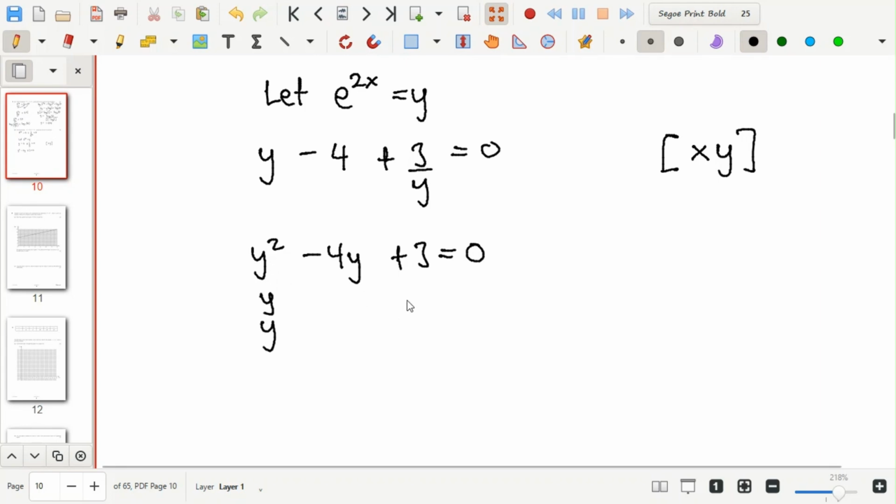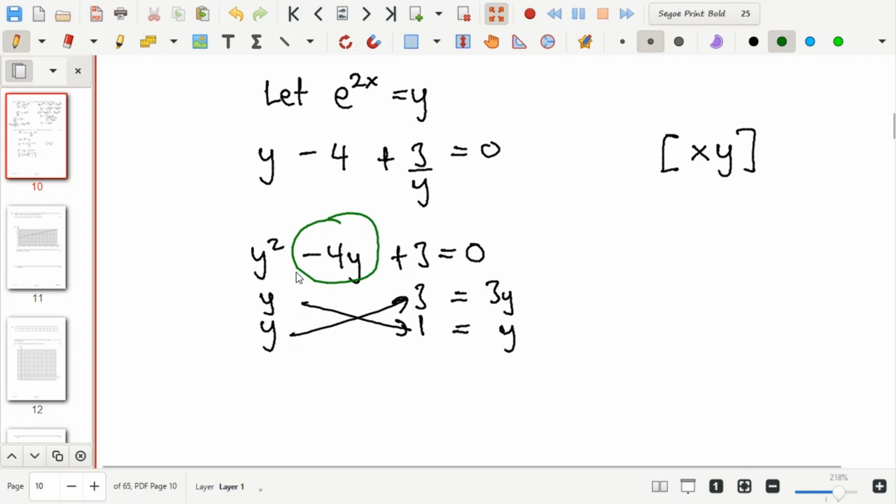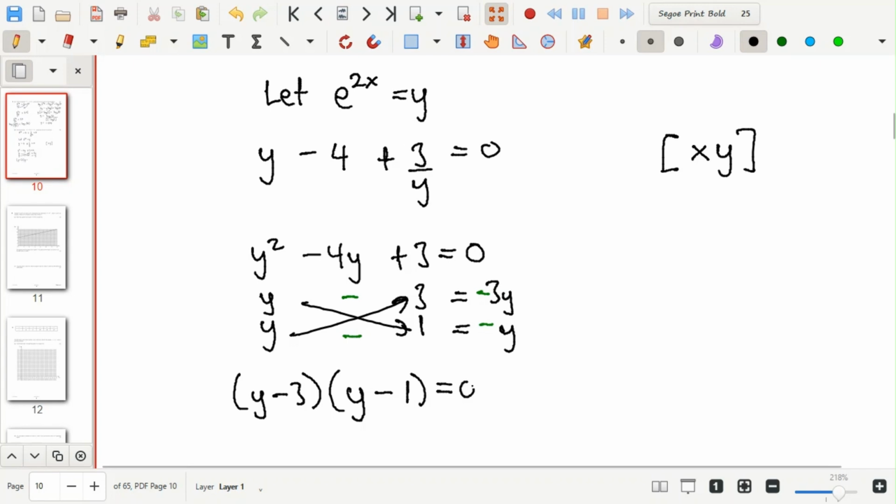y times y will give you y squared. 3 times 1 will give you 3. Cross multiply. What can I do to these two terms to get the middle term here? When I subtract them, I'll get negative 4. So I'll bring the same operation here, negative, negative. So my factors are y minus 3 in one bracket, multiplying y minus 1 in another bracket. So y is equal to 3 or y is equal to 1.